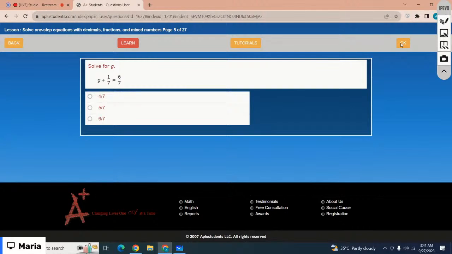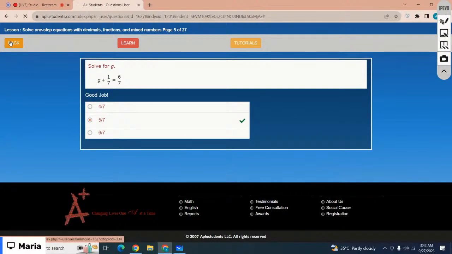Okay, g plus 1 by 7 equals 6 by 7. So which is the correct option? The correct option is you have to subtract 1 by 7 from the other side, so that would be 5 over 7, right? Okay, you can complete the lesson by yourself later today.